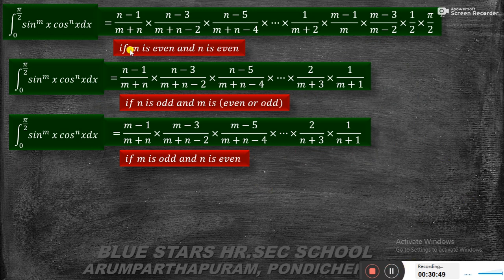So this is the formula for the integral of sin power mx cos power nx. Here, m is even, n is even means this formula. M is odd and n is even means this formula, and n is odd, m is even or odd means this formula. So these three formulas we use in the following problems.